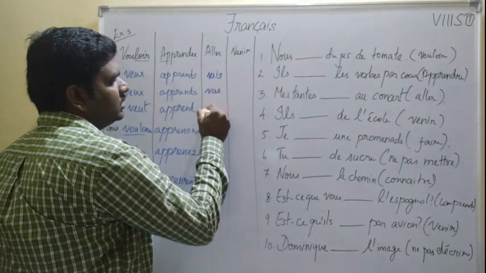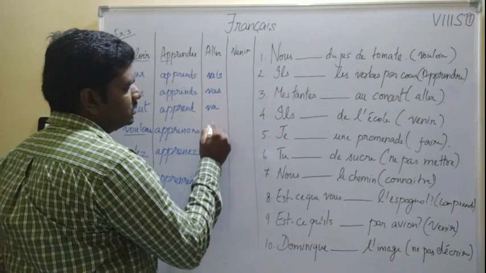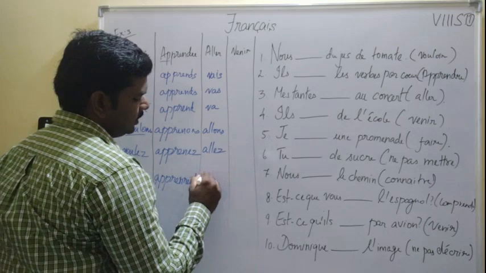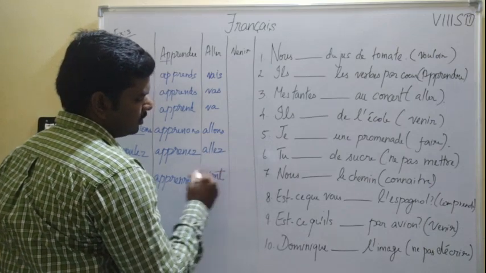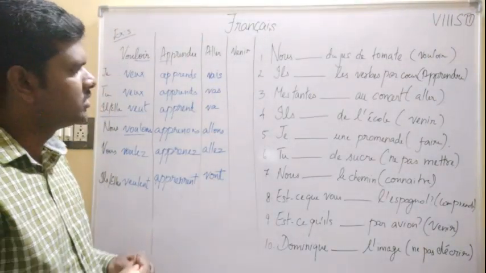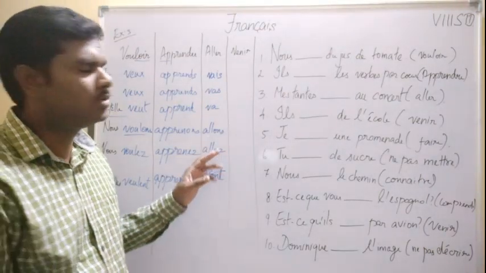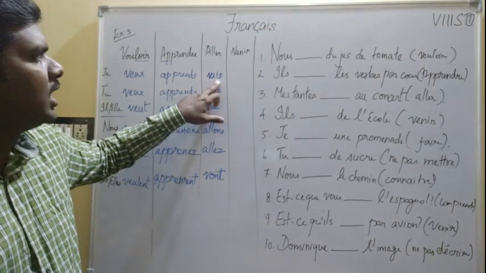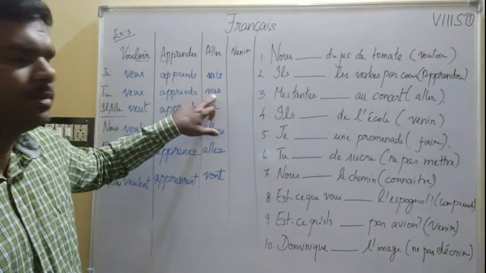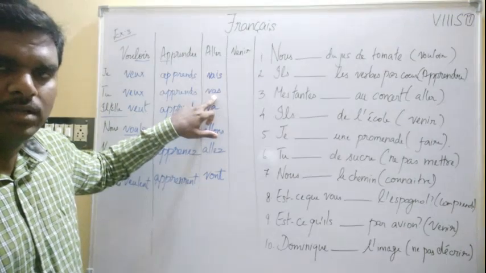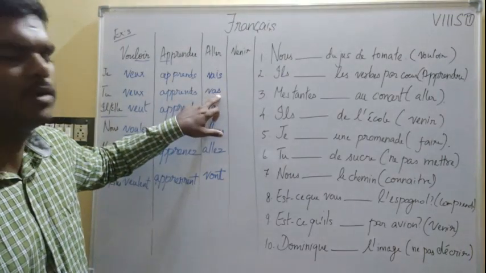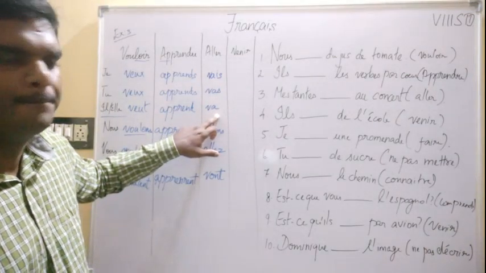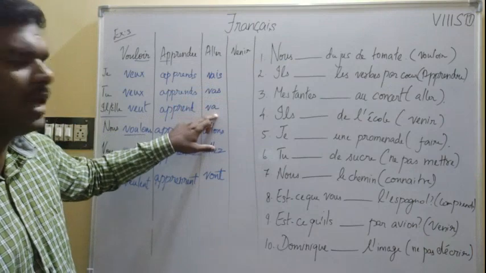Tu vas. Il va. Nous allons. Vous allez. Ils vont. Elles vont. So for this verb, I already told you there is a shortcut to remember. First you have to remember VAIS, and out of this the I will disappear and that becomes the spelling for tu vas, and out of this the S will disappear and that will become the spelling for il and elle va. So je vais, tu vas, il va, elle va.